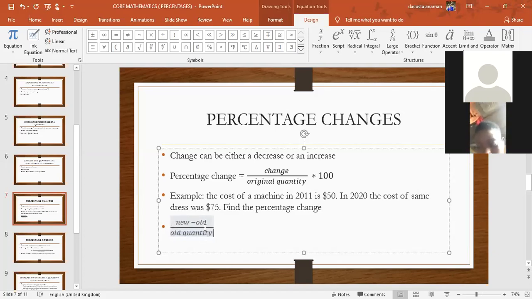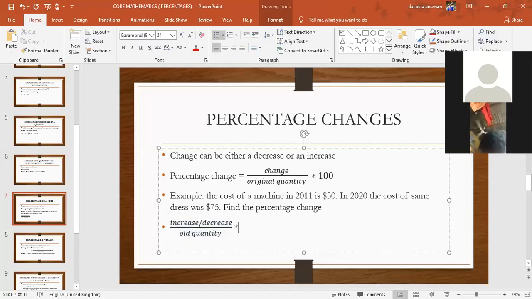Or simply put, it is either the increase or decrease over the original quantity. Is that okay? Then you multiply it by what? 100. Is that okay? So the percentage change is either the increase or the decrease over the original quantity, times 100.